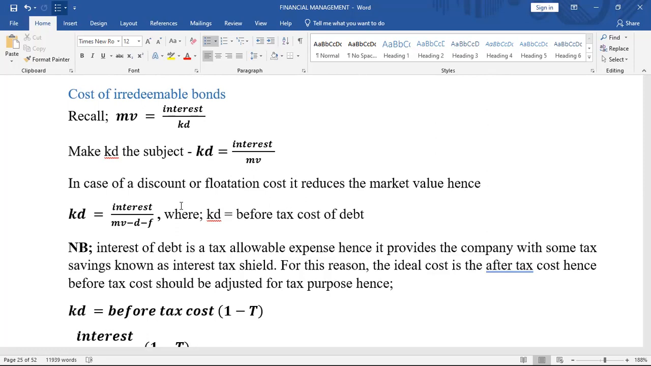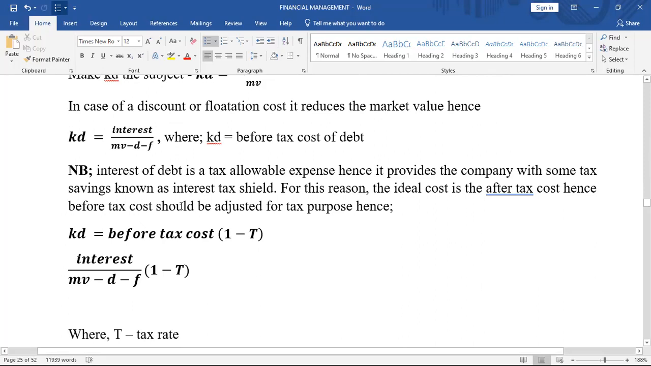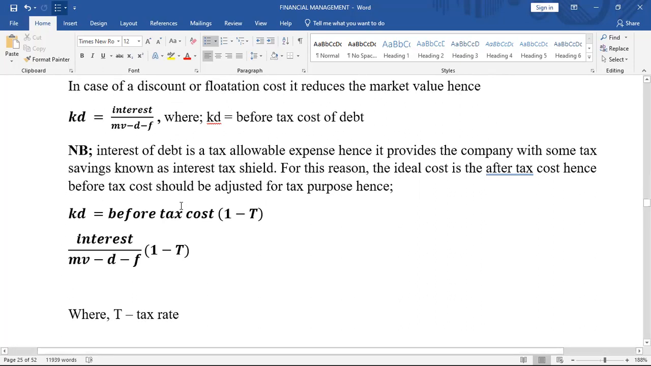we have to incorporate taxes, because interest on debt is a tax allowable expense, hence it will provide the company with some tax savings, known as the interest tax shield. For this reason, the ideal cost is the after tax cost, hence the before tax cost should be adjusted for tax purposes.